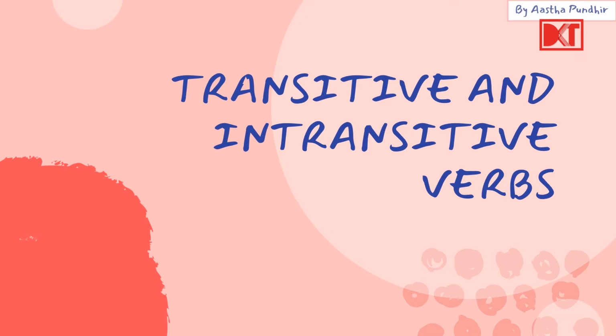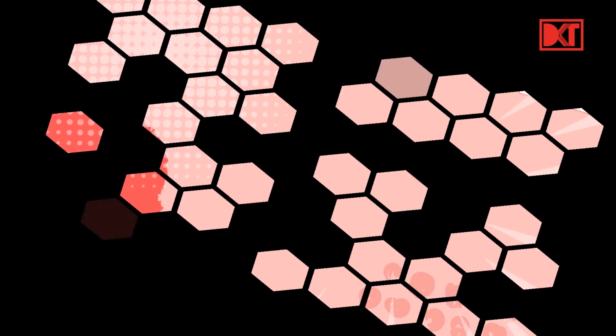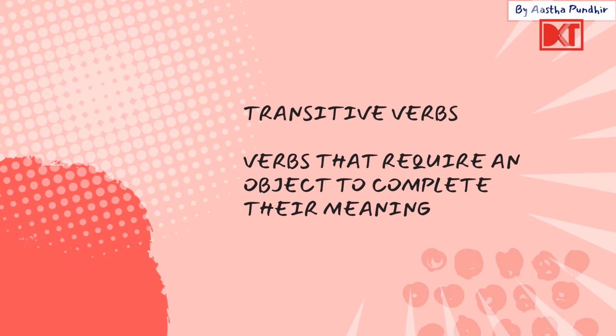Let's see. Alright, so first of all, let's do transitive verbs. Now, what are transitive verbs? These are the verbs that require an object to complete the meaning. Now, we know we have a subject, we have a verb, and we have an object. Now, these are the verbs that compulsorily require an object to complete their meaning, which means these transitive verbs cannot be completed without an object, and उनका कोई meaning नहीं रह जाता है if there is no object.